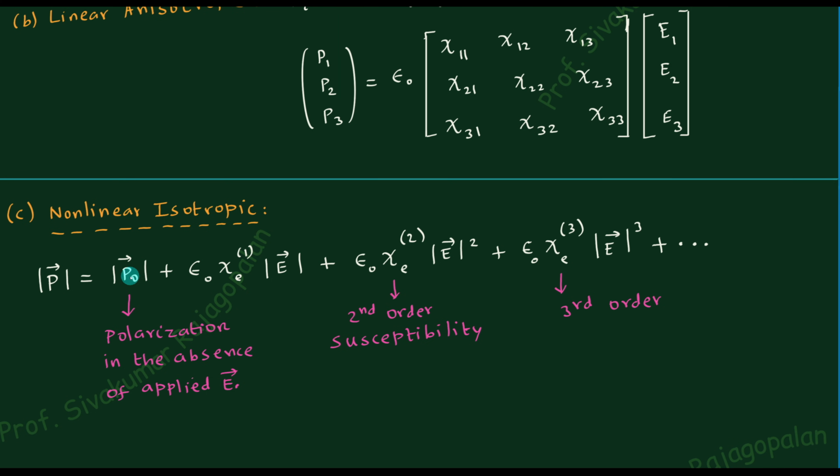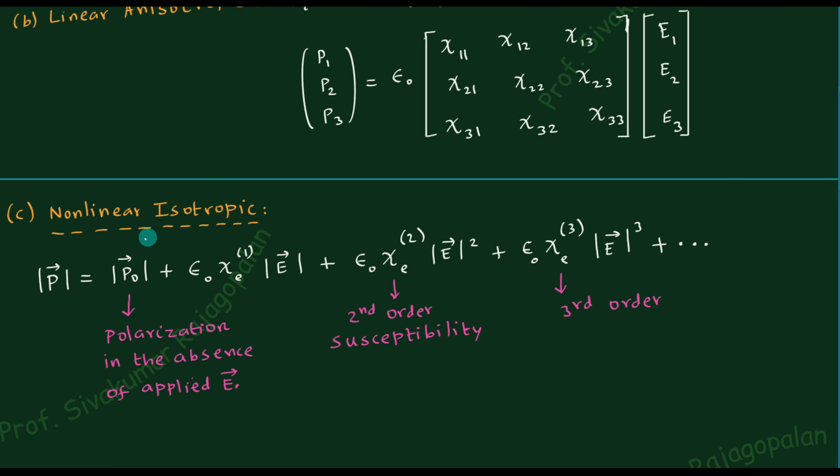That means for a particular given dielectric material, how many susceptibilities are there? You see, so many are there. This is known as first order susceptibility. This is known as second order susceptibility, third order susceptibility. So a single material will have n number of susceptibilities. This is the point to be noted.